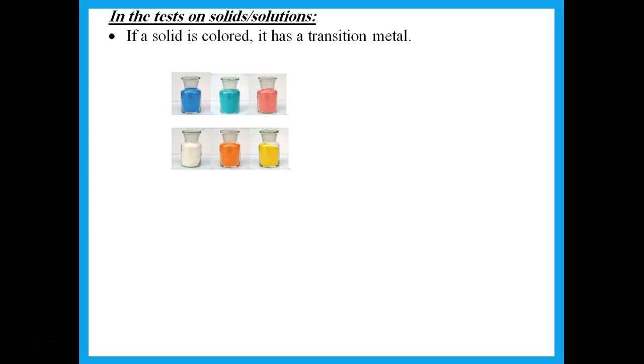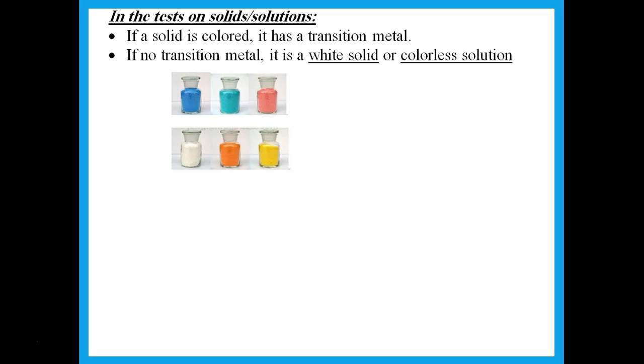It's a compound that has a transition metal: copper something, iron something, chromium something, then these would be colored. But if it's a white solid, then it doesn't have any transition metal. So as a solid, it would be white. But if I dissolve it in solution, we don't say the solution is white or the solution is clear. We say that the solution is colorless. So if something has no transition metal, then as a solid, it's white. If I dissolve it in water, then it is a colorless solution.